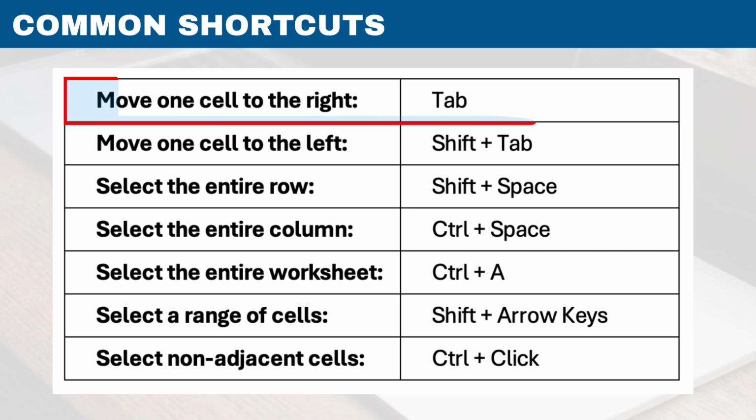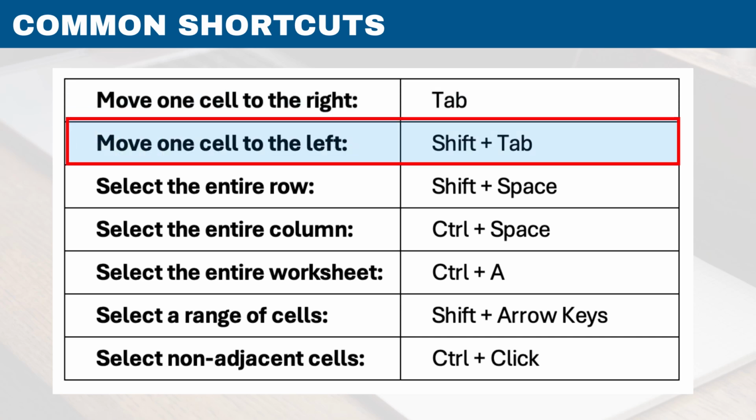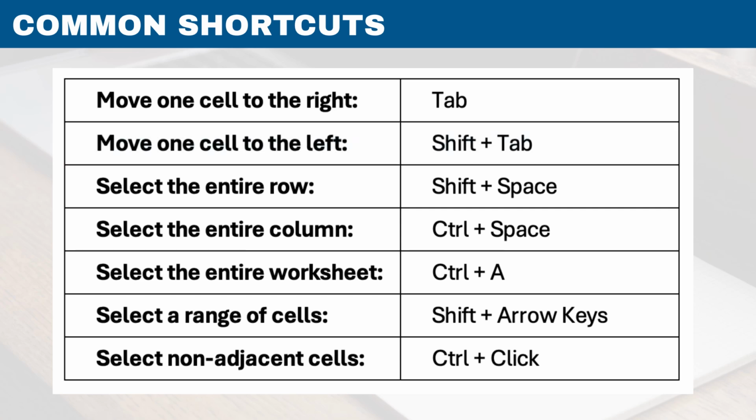To move one cell to the right, open your Excel worksheet and press the Tab key. The active cell will move one cell to the right. To move one cell to the left, open your Excel worksheet and press the Shift and Tab keys simultaneously. The active cell will move one cell to the left.